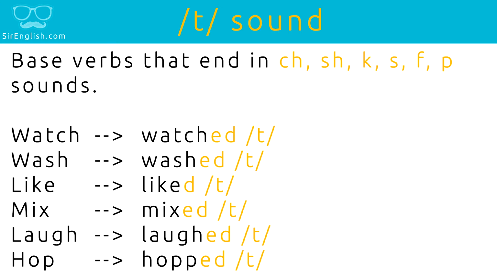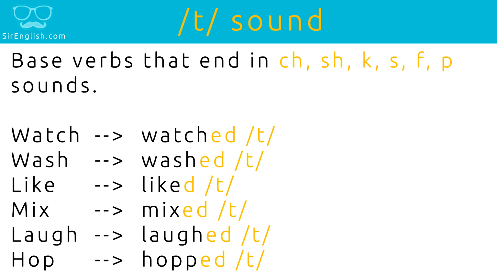Similarly, with wash, it becomes washed. Like becomes liked. Now don't be fooled by the e at the end. Like ends with an e in the spelling, but the sound ending is k. So when we add the d, it should sound like liked. The same with mix. Now mix, the verb mix, ends with an x, but the sound it ends with is s. It's like an s sound. So mix becomes mixed.